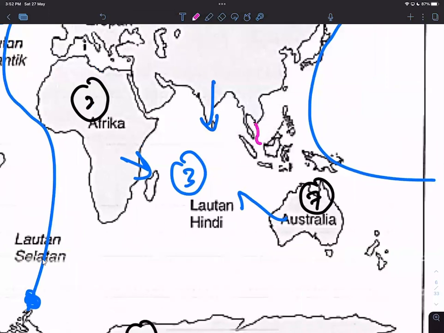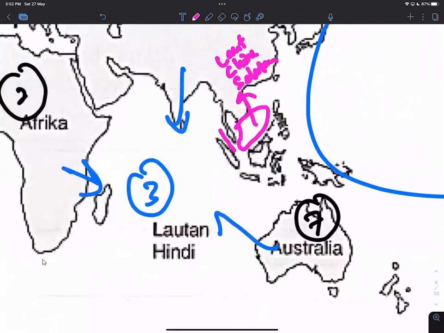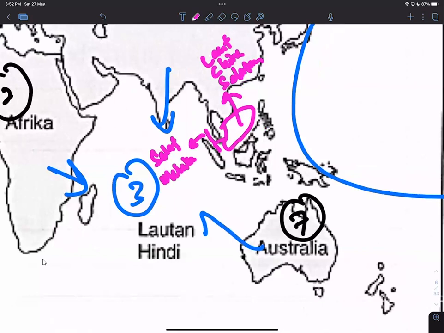This area is what we call Laut Cina Selatan. Other than that, this area is known as Selat Melaka. Sorry for the handwriting. Then in between Johor and Singapore, you couldn't even see clearly, right? Okay, I just change and draw here. This area between Johor and Singapore is known as Selat Tebrau, T-E-B-R-A-U. This is what we have to learn from the normal notes.